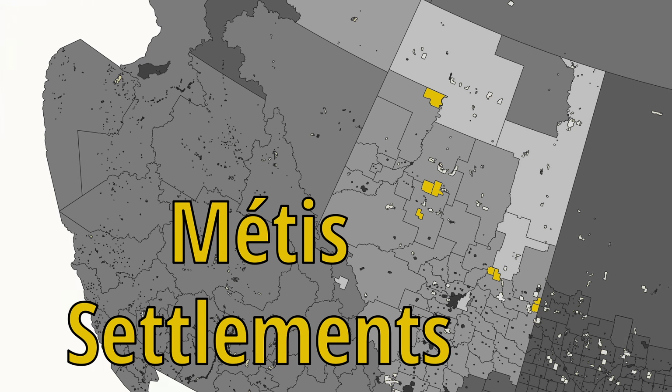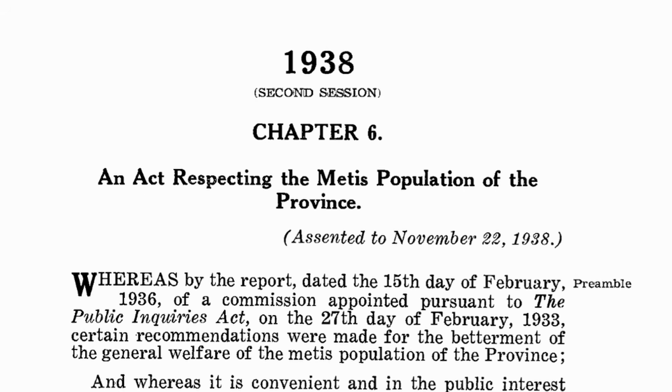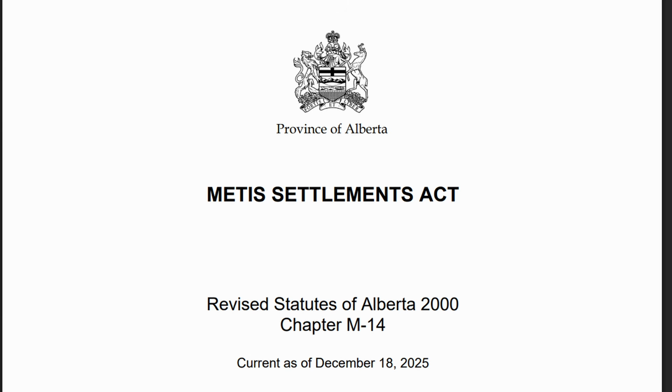Finally, we have the Métis settlements. Métis settlements were not defined under Alberta's Municipal Government Act. They were instead defined under the Métis Population Betterment Act of 1938, and now the Métis Settlement Act of 2000. The Métis people are descendants of Alberta's First Nations mixed with European fur traders.